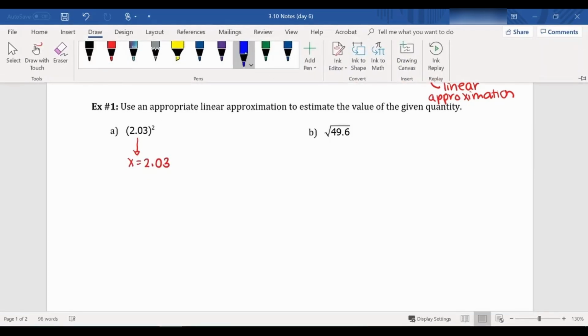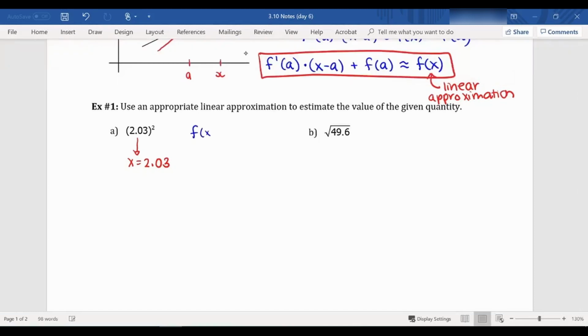And my f of x here would be x squared. So what I'm being asked to find is 2.03 squared, right? So my f of x would be x squared, and my x is 2.03. Now, if f of x is x squared, I know f prime of x is 2x.